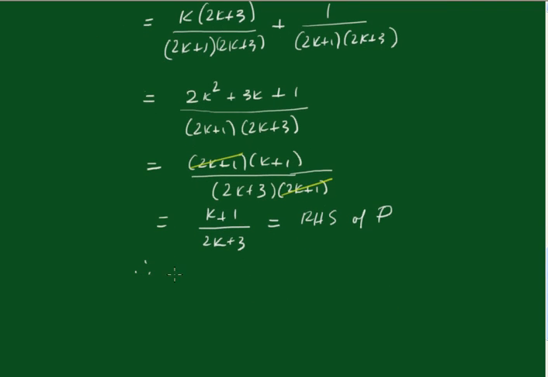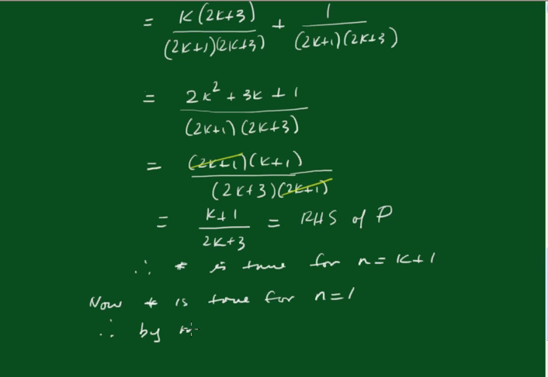Therefore, we know that the statement is true for n equals k plus 1. Now, we've already shown that the statement is true for n equals 1. Therefore, by mathematical induction, or MI, the statement is true for all n greater than or equal to 1.